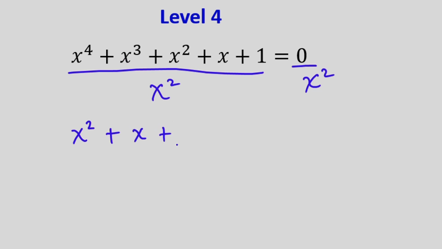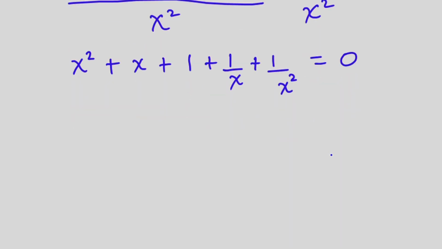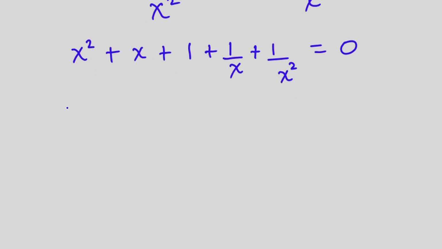Then plus x squared divided by x squared, that is basically 1. Then x divided by x squared, we're going to have 1 over x. Then plus, lastly, 1 divided by x squared, we're going to have 1 divided by x squared. And this is equal to 0. Now, I'm going to group like terms. Those with the squared, I'm going to group them.